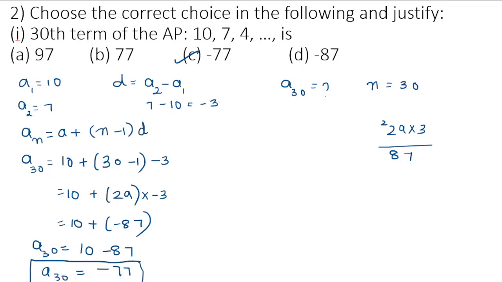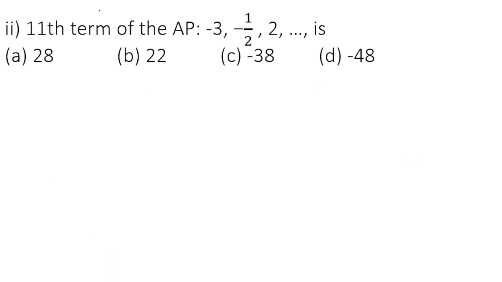I hope you understood this much. So we'll continue with the second sub-question of the second main question. The 11th term of the AP minus 3, minus half, 2 is dash. Now we have to find the 11th term. We'll write the first term, that is minus 3, and a2 is minus half.